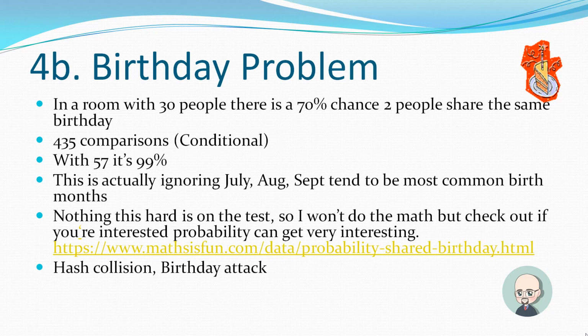This is ignoring the fact July, August, September tend to be the most common birth months, but this is very interesting. A lot of probability is kind of mind-blowing when you think about it and you really work out some of these things. You go, wow, I didn't realize that was so likely. A lot of things aren't coincidences. And it makes things very, very interesting and at times very odd. But there's nothing that hard on this test, so I won't do the math behind this. But if you're interested about learning more about probability, Math is Fun has more on the shared birthday problem.